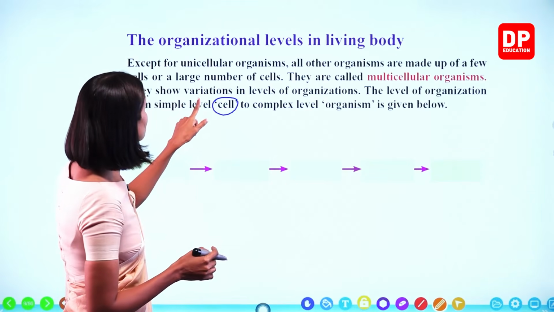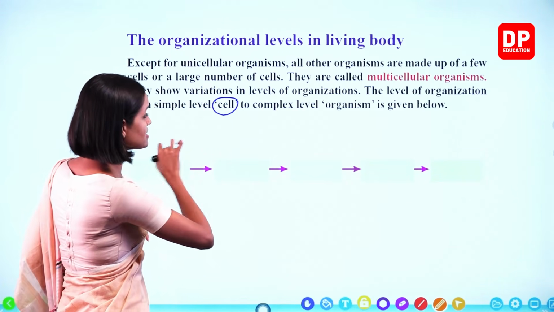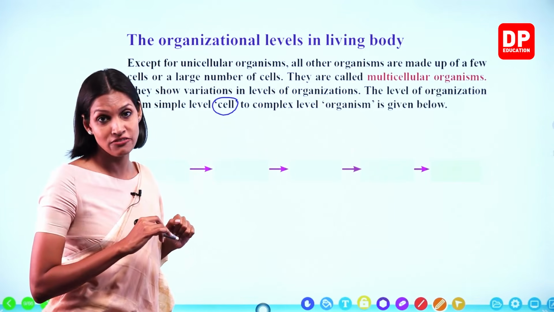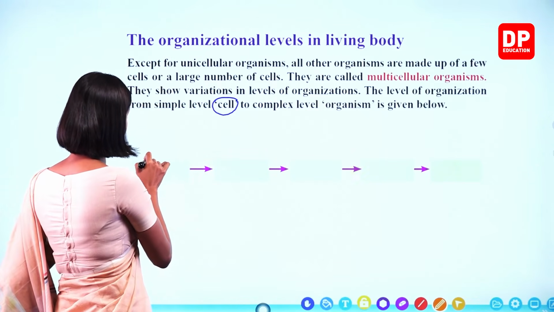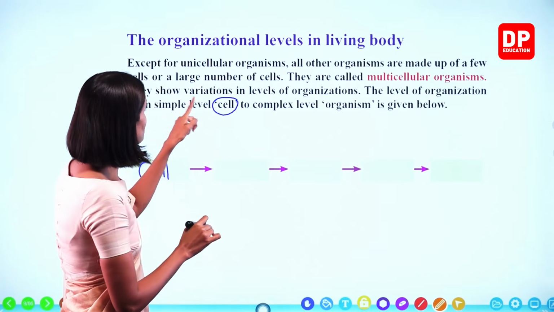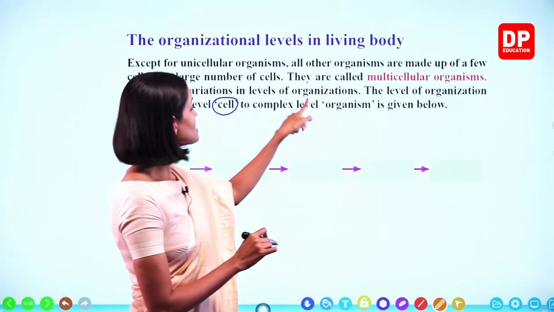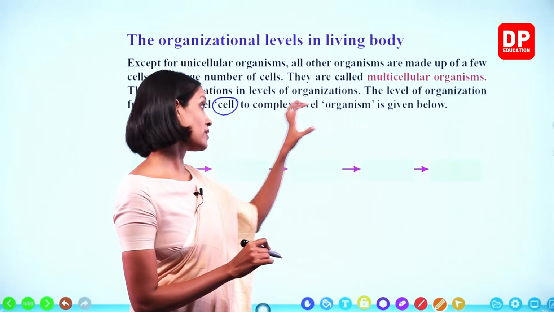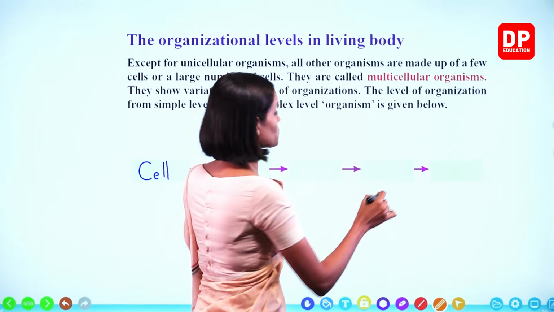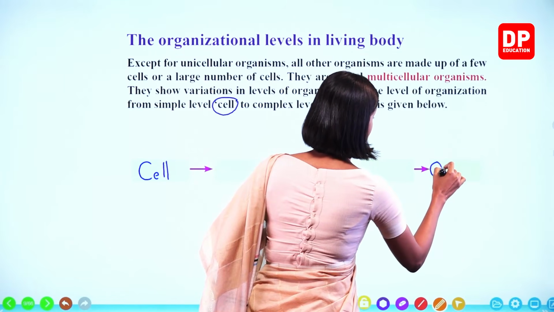So from simple level, we'll write the cell here. This is a flow chart that shows these levels of organization of living beings, right? So it starts with the cell. Here it's given from simple level cell to complex level organism. So an organism is made by combining a large number of cells. So this should be the organism.